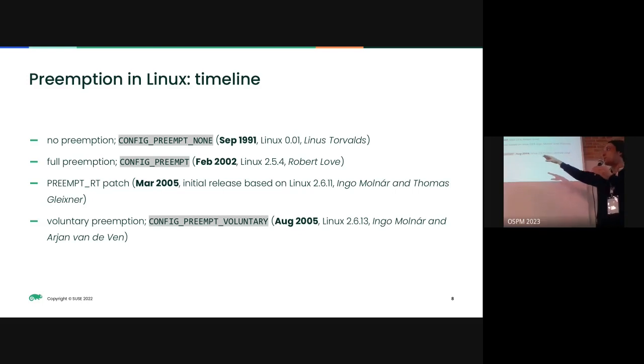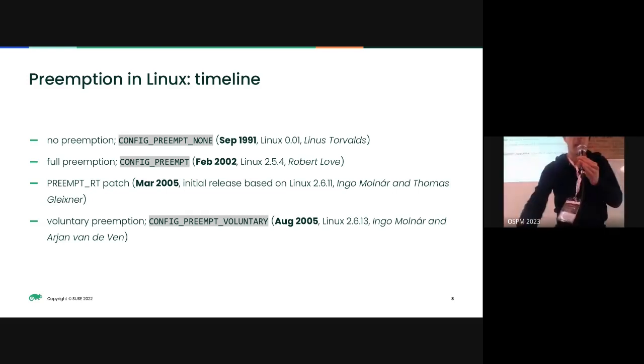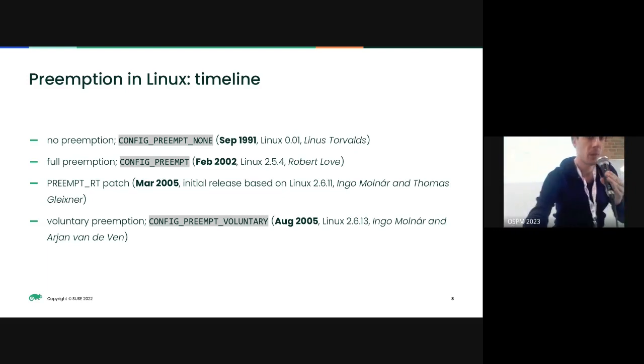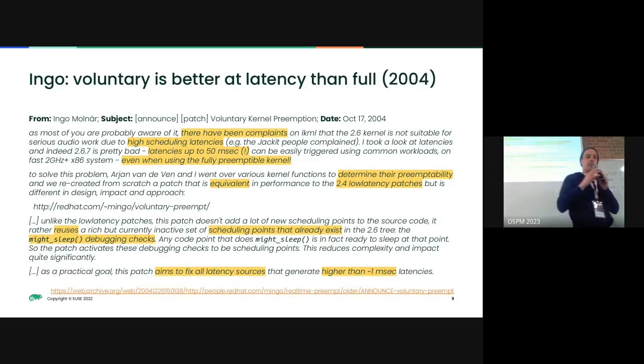And then voluntary preemption, curiously, came a few months later, maybe a year later. Ingo Molnar and, according to what I found, Arjan van de Ven did the voluntary preemption. And full preemption was already there. Apparently, they didn't like it, right? And they designed the voluntary preemption. And this is probably the slide that surprised me the most. Okay, this is a bit long. Please indulge me, I'm going to read most of this text.